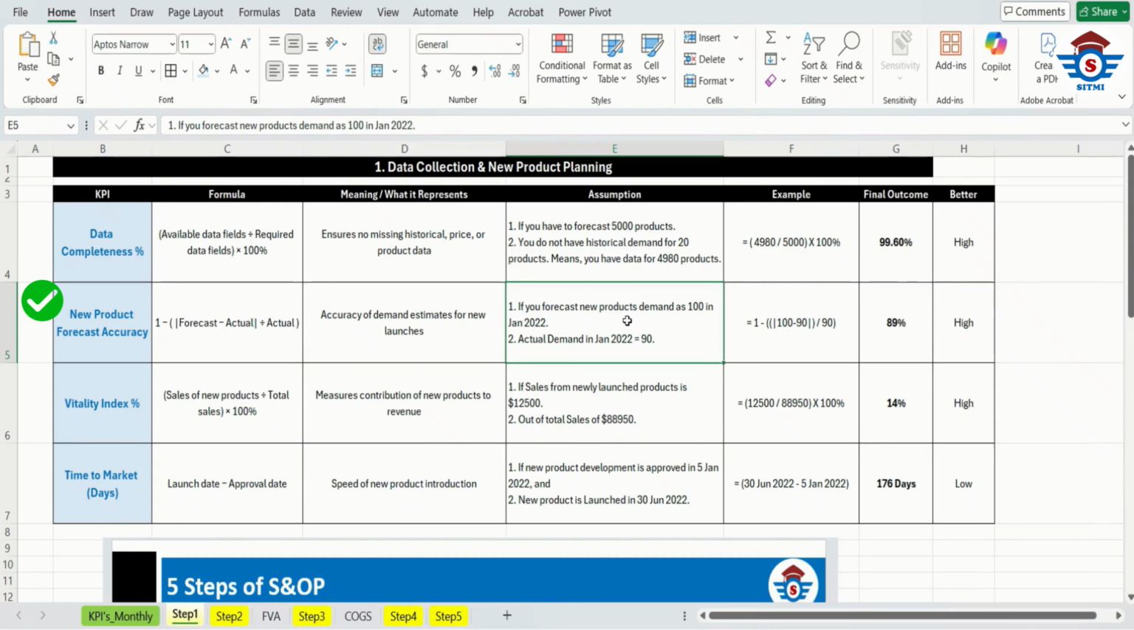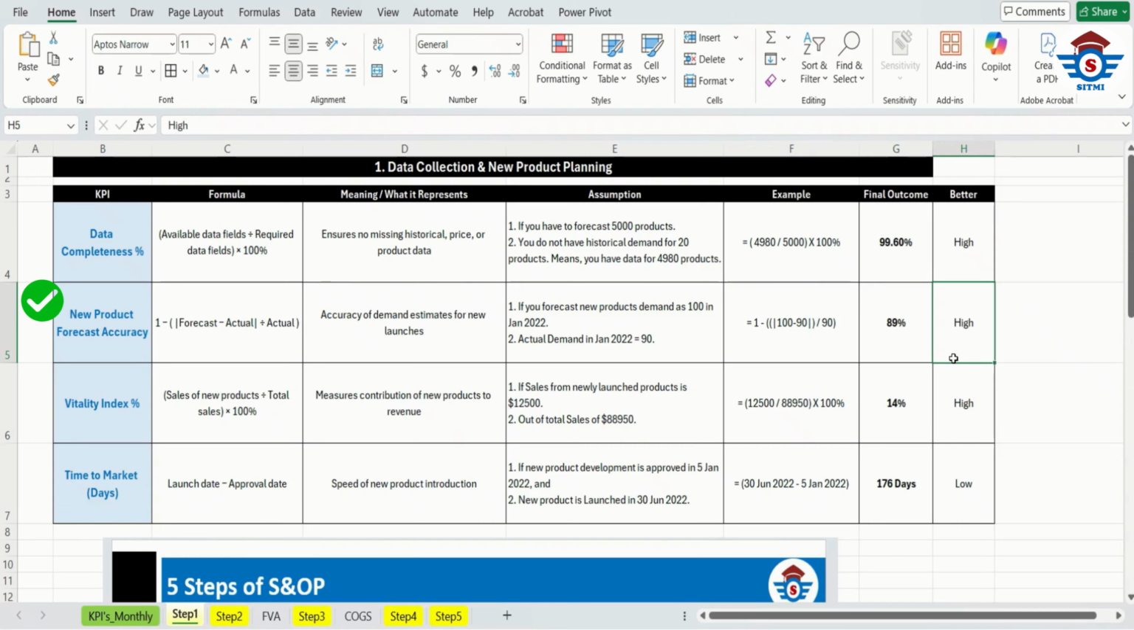What is the assumption here? Let's assume you forecasted new product demand as 100 quantity for January 2022, and your actual demand in January 2022 was only 90 quantity. When we put the data in our formula, it tells us 89% is the forecast accuracy for the new products that are launched. And having higher forecast accuracy is always better for business planning.